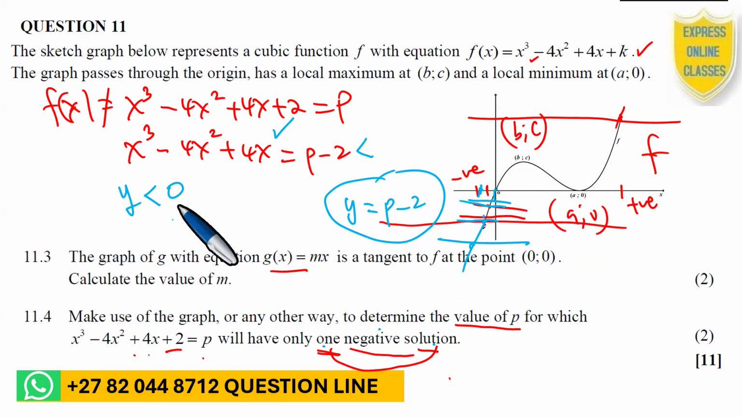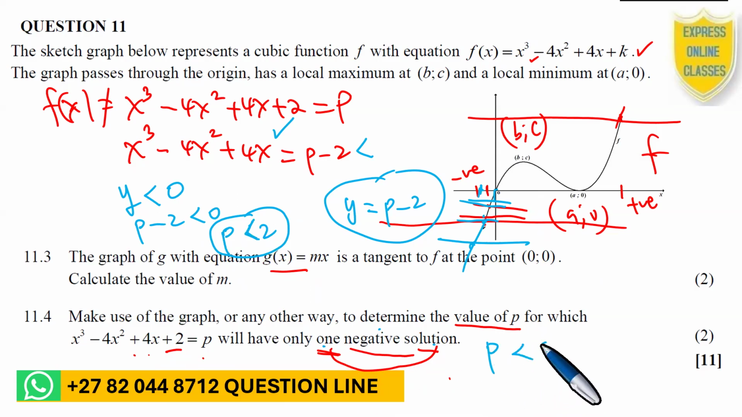Which means p minus 2 is negative, which means p is less than 2. So the answer is that p is less than 2. A little bit tricky, but think about it and make sure you understand this.